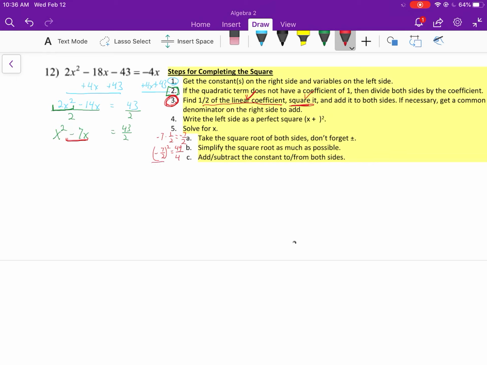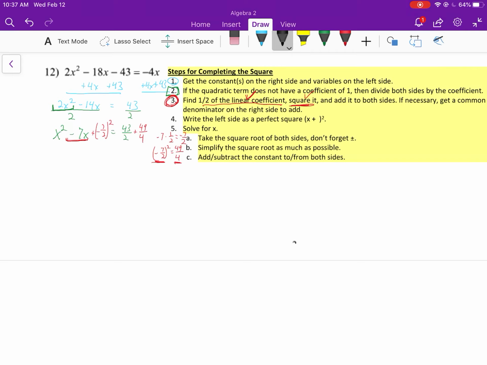Now, these two things, this left side equals the right side. So what I'm going to do is I'm actually going to put plus the negative 7 halves squared over here, and I'm doing that for a reason, and then plus 49 fourths over here on the right side, because they're the same thing. So we did that. It says, if necessary, get a common denominator to add the right side. So we will have to do that, and we'll do that as we get to the next step. So let's go ahead and start writing our next step.